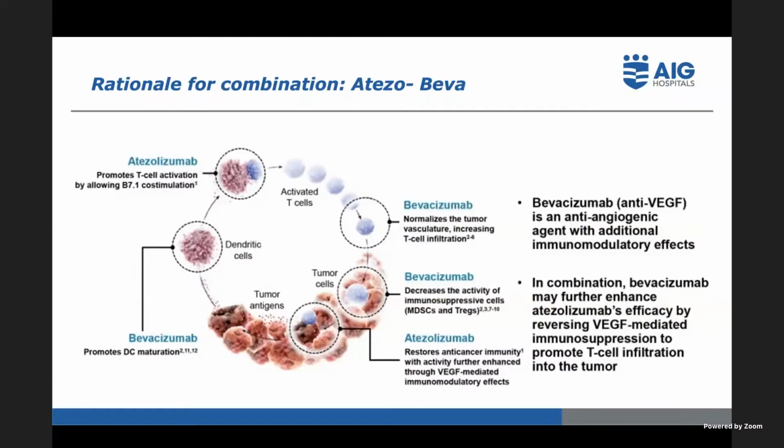This led to the rationale of combining atezolizumab, which promotes T cell activation, with bevacizumab, which can normalize the tumor vasculature, increasing T cell infiltration, and has an anti-angiogenic property along with an immunomodulatory effect. So the combination of atezo and beva was thought to be effective by reversing VEGF-mediated immunosuppression and promoting T cell infiltration into the tumor, which would possibly lead to tumor death.